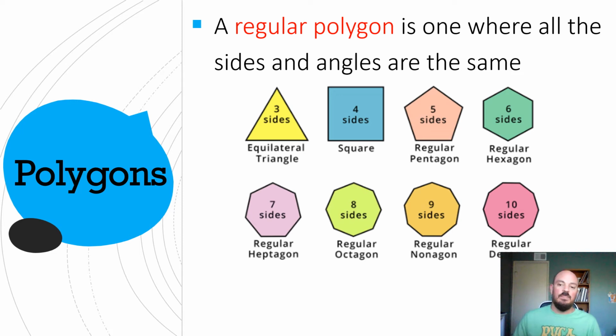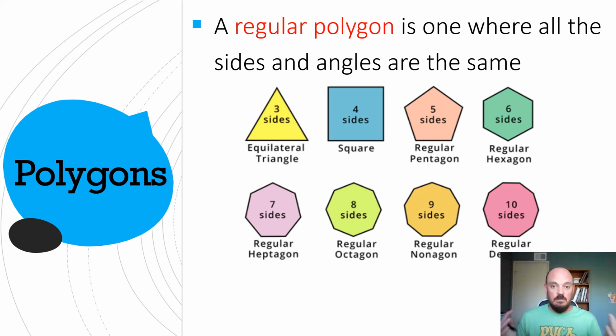Now here are some examples of some of the common regular polygons and the names that go with them. So the first one is an equilateral triangle. That one kind of has a special name. That technically is just a regular triangle. Regular means all 3 sides are the same and all 3 angles are the same. But we have a special name for the triangle. We call it equilateral.